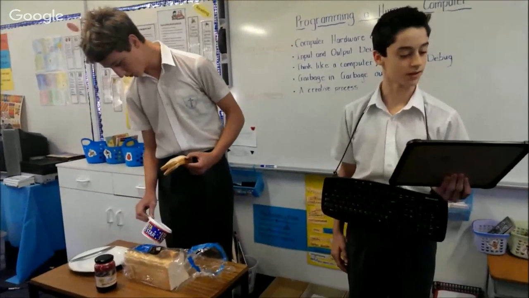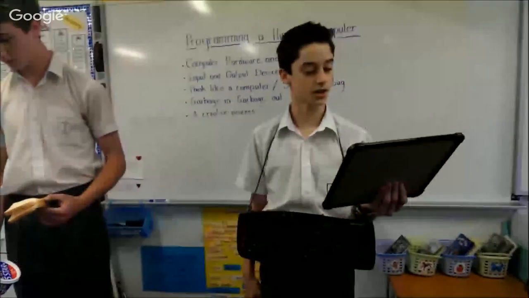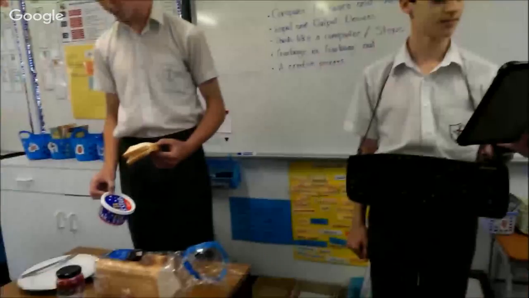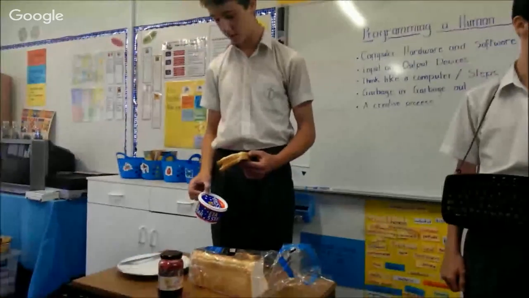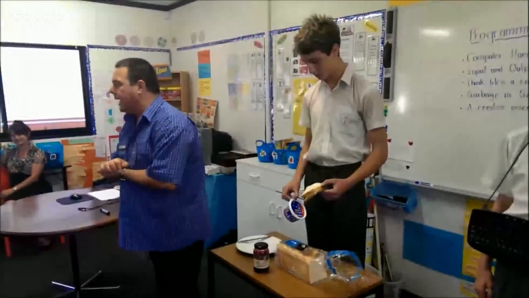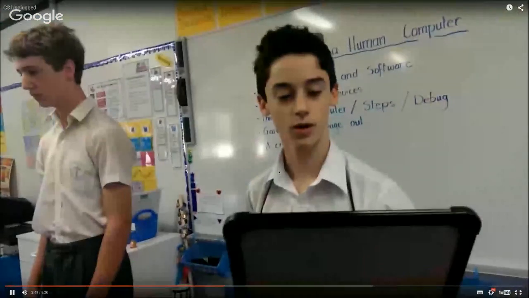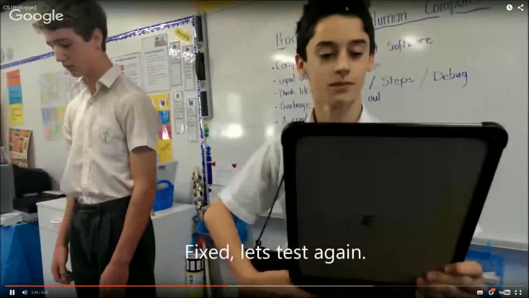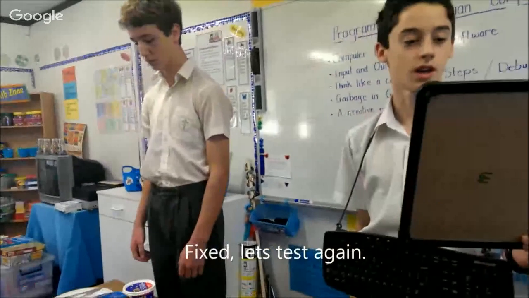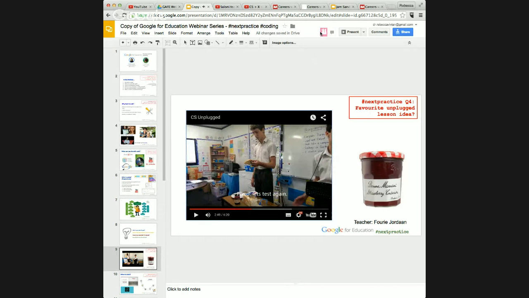Step 3, calculating. Open the jam jar and spread it on the bread. Error. Malfunction. And then we need to debug. Step 1, calculating. Pick up 1 slice of bread. Step 2.